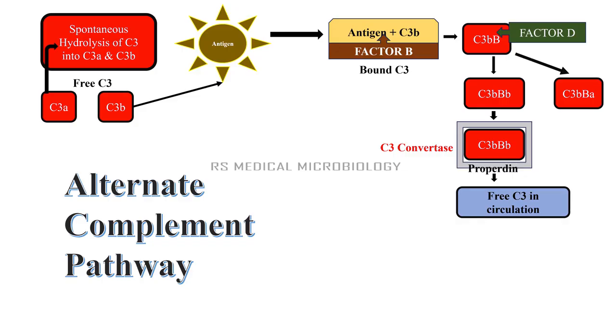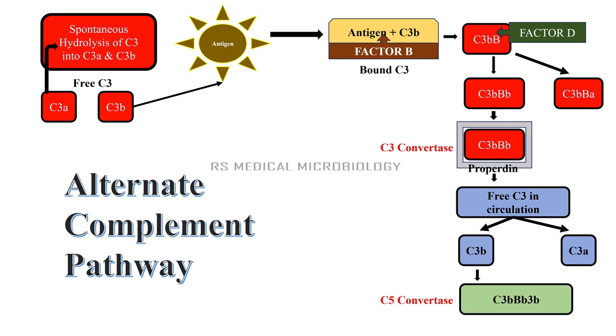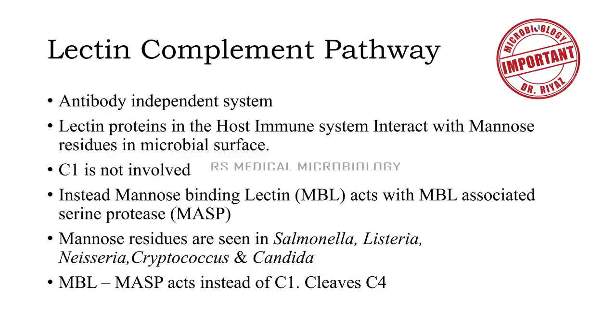This C3 convertase now acts on the free C3 in circulation and splits it up into C3A and C3B. The combination of this C3 convertase with the C3B will lead to formation of what is called a C5 convertase. Once the C5 convertase is formed, the other steps of the pathway are the same as your classical complement pathway. The third is the lectin complement pathway, which is again an antibody independent system.